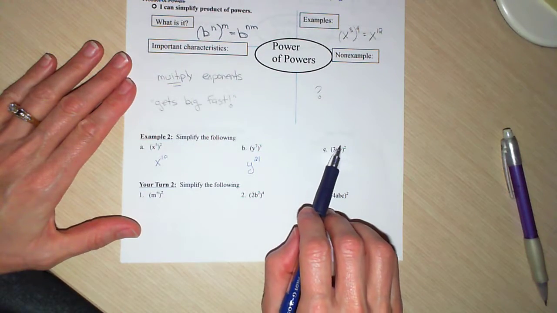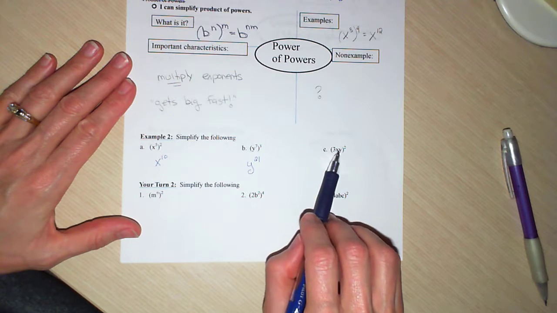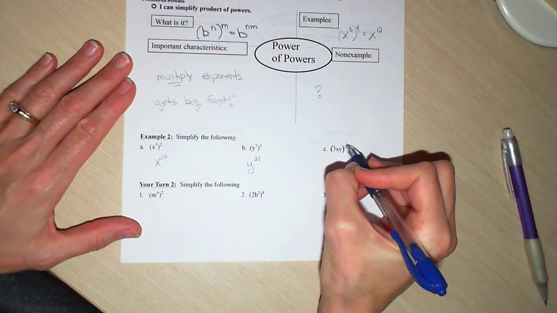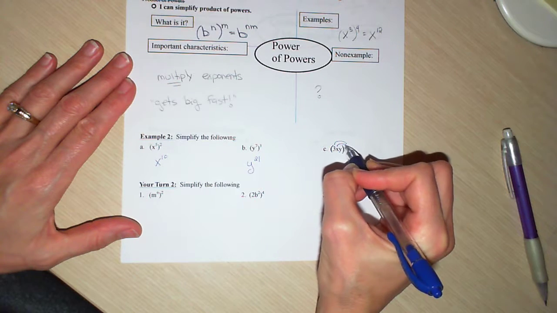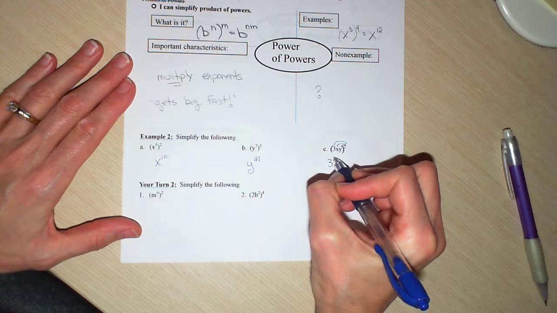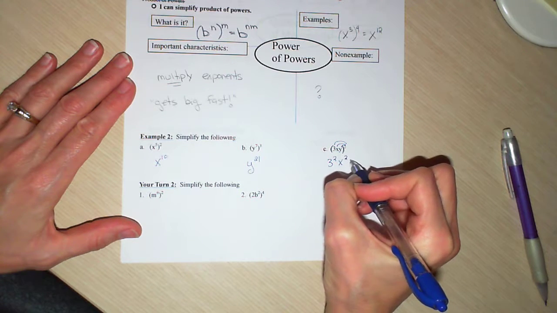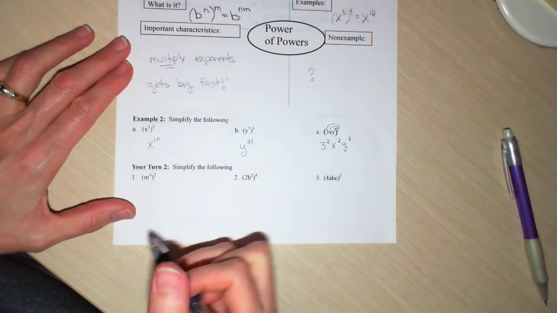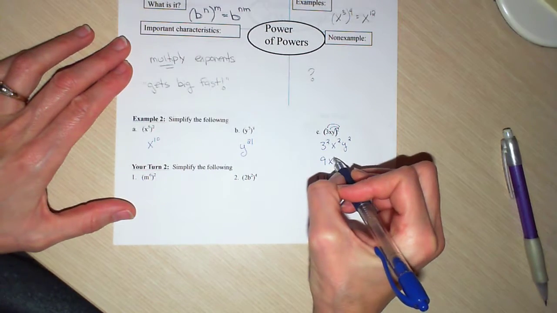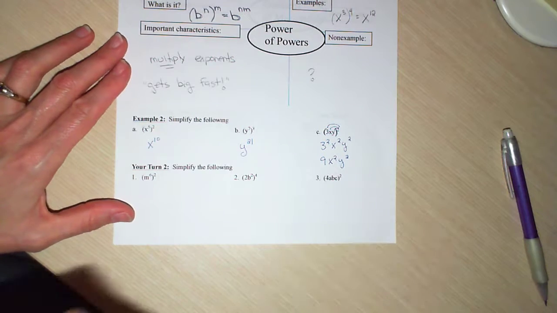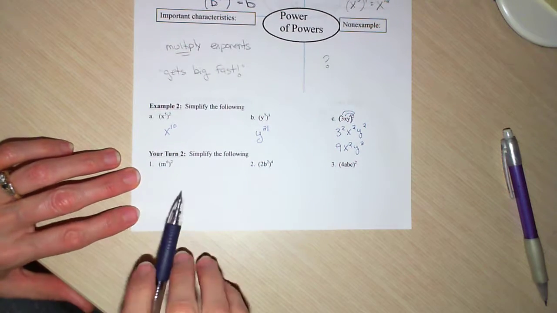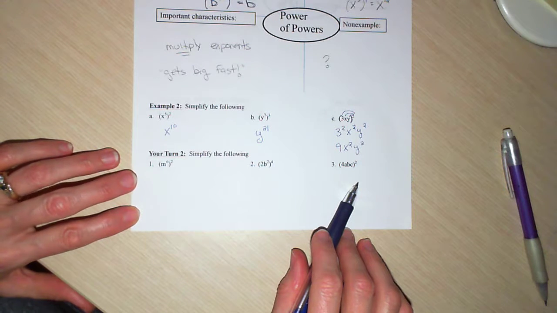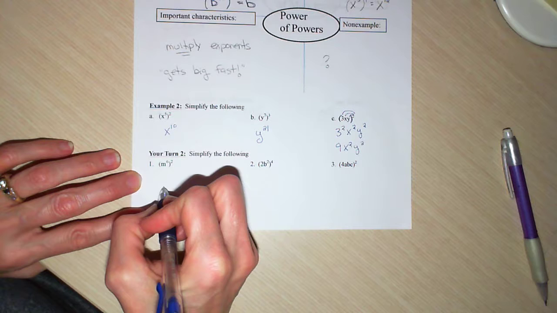Power to a power. Now here's what you want to think about here. We have parentheses, right, with the power outside. So think almost like distributive property. I want to share that 2 on the outside with everything in the parentheses. So that's what I get. So this becomes 9x squared y squared. Okay, these are your turns. So pause the video and then come back and check your answers.